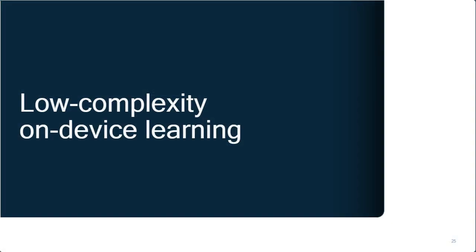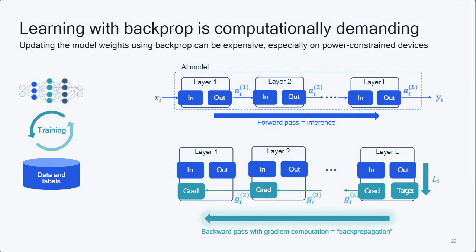So let me switch gears a bit, and I'll talk about how to reduce the complexity of on-device learning. Throughout the talk so far, I've relied on being able to train and adapt the model with an algorithm known as backpropagation. So being able to calculate the gradient, and then we update the model weights in the direction of the gradient.